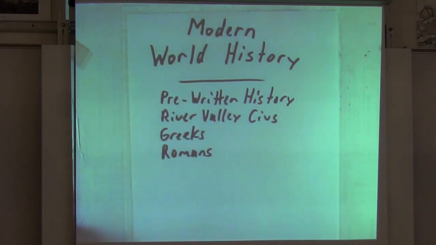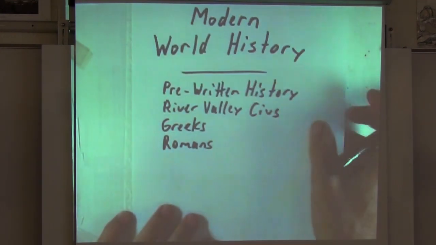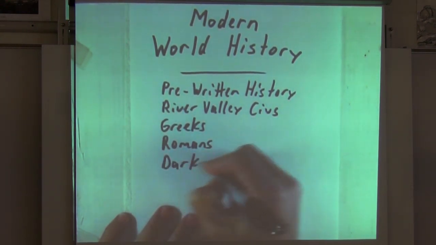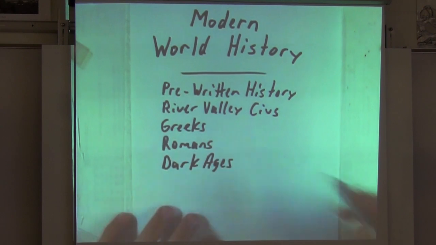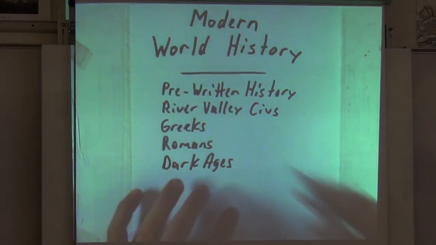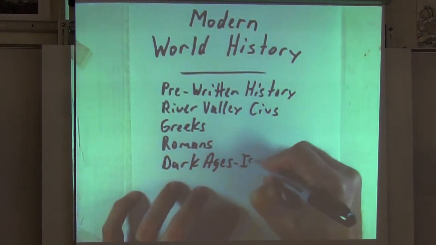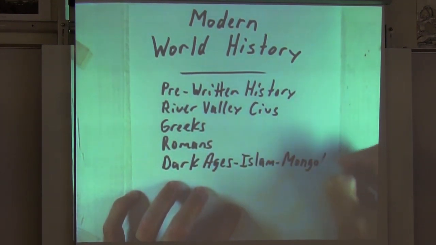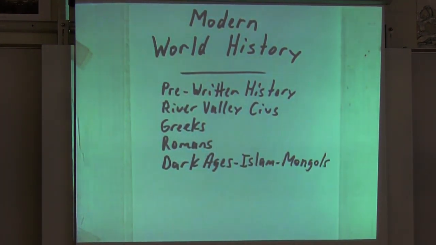And then, of course, the Roman Empire fell, the Western Roman Empire fell, and that led us to what we called the Dark Ages, if you recall that. Dark Ages. And, of course, when we talked about the Dark Ages, don't forget we talked about Islam, and we talked about the Mongols. Remember the Mongols? Mongols are a favorite of the students here for sure. Everybody likes the Mongols.